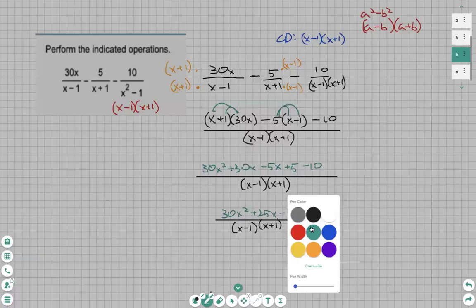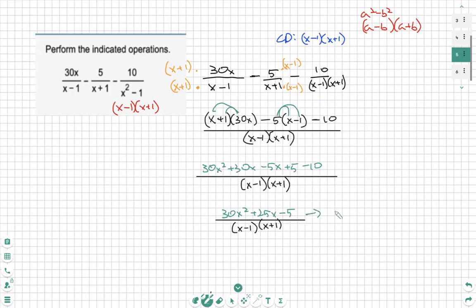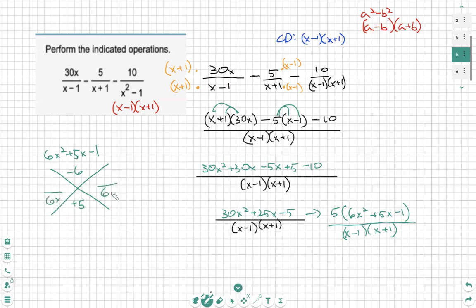Okay, next we need to simplify the top. I can see that I can pull out a 5. It has a GCF, 30, 25, and 5 all have a factor of 5. So I pull out the 5 and I'm going to write what's left. So now we can see that this on the right is going to be a little easier to factor now. I'm going to take that 6x squared plus 5x minus 1, and we're going to x method that. 6 times negative 1 goes on top. That b value comes down. We'll put it over 6x over 6x.